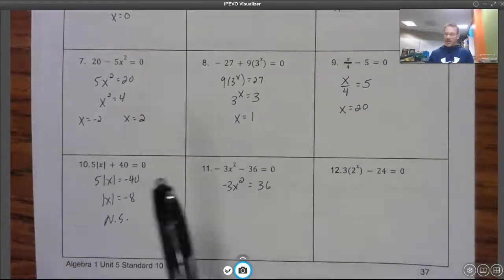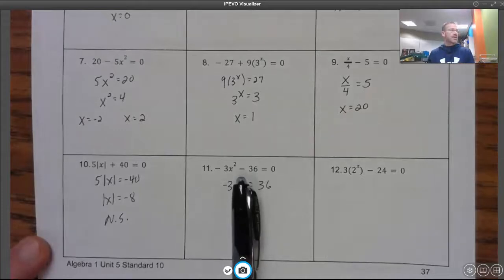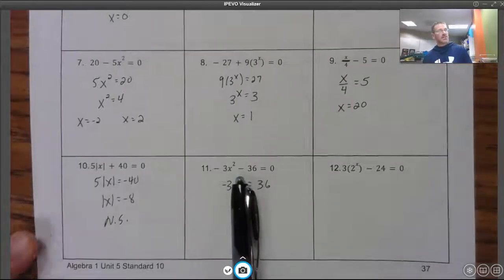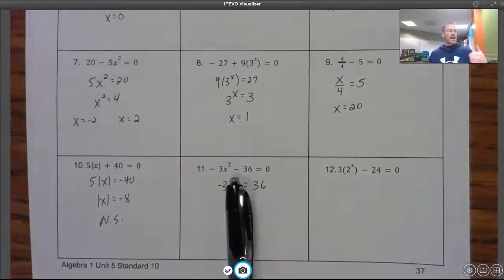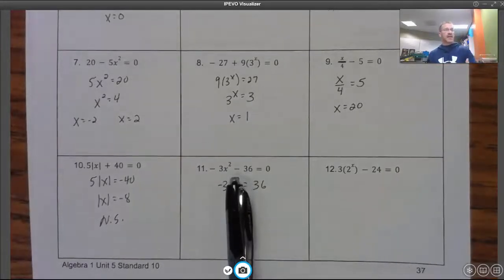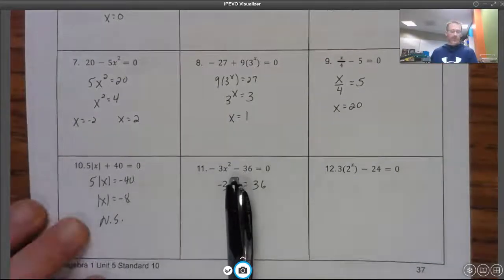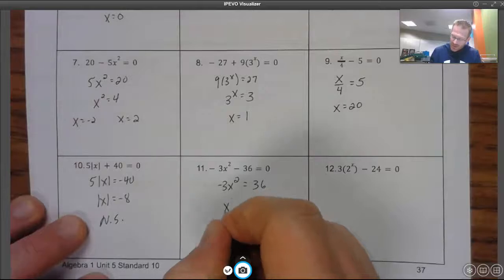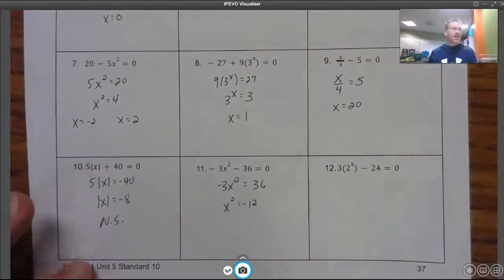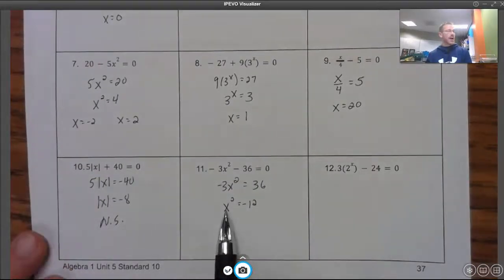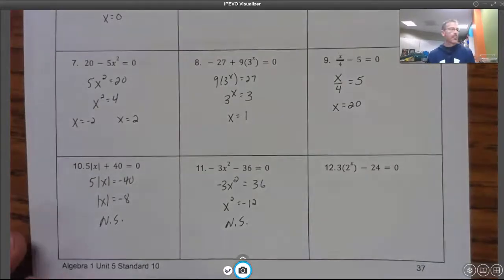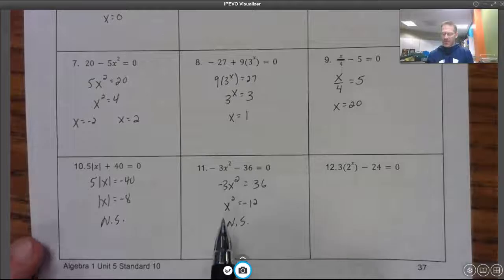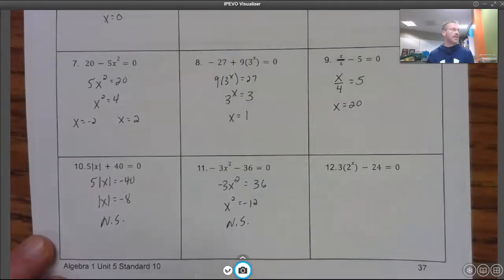Now we're to that multiplication problem, right? So negative 3 times what is 36? Negative 3 times negative 12, right? So a negative times negative gives me a positive. So negative 3 times negative 12 is 36. So x squared equals negative 12. Now, same thing here. Notice our x squared, our quadratic, is equal to a negative number. That means it is a no solution problem. But remember, we can't make that determination until we've cleared everything on the outside.